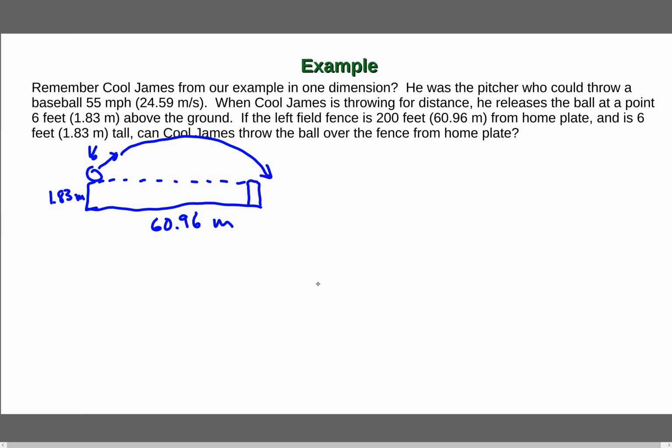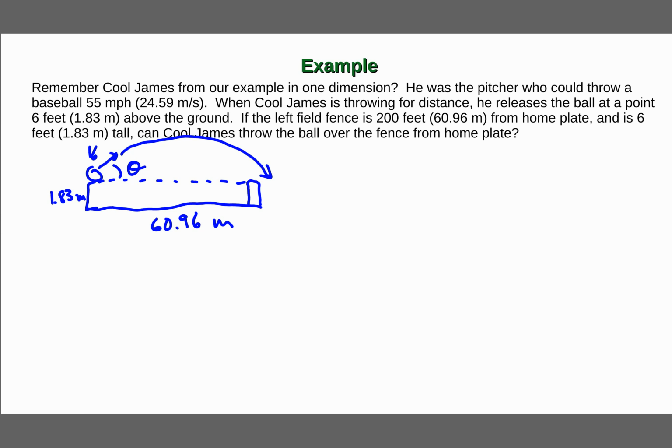It's 1.83 meters, okay? And he throws it at some angle theta above the horizontal. So notice they didn't tell us what angle above the horizontal he throws it. They just asked us, could he possibly throw it over the wall?